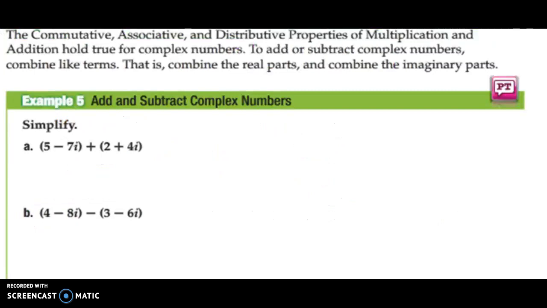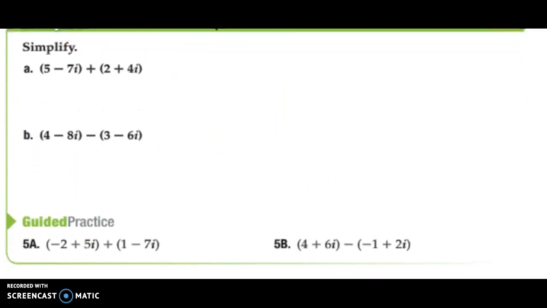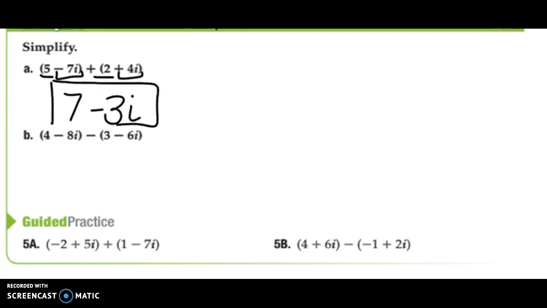Now, we can add and subtract complex numbers. And the way we do that is essentially looking at just the real number half and then the complex number half. So 5 plus 2 would be 7, and negative 7i plus 4i would be minus 3i. And that's all we have to do for this one right here. So 7 minus 3i is our answer. Let's look at the next one.